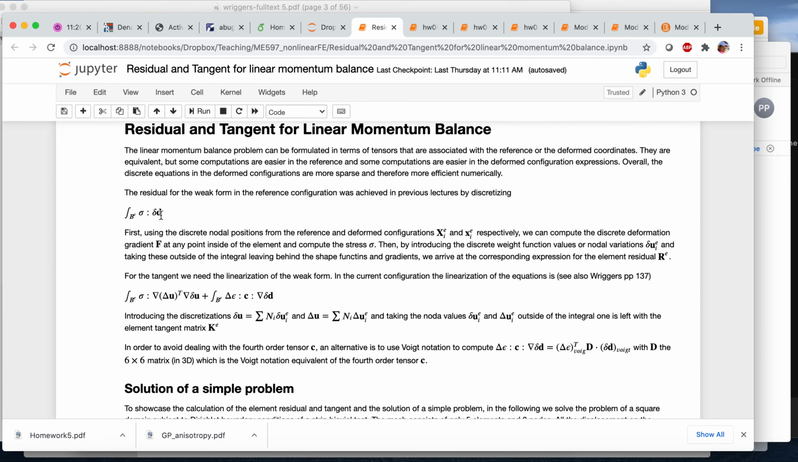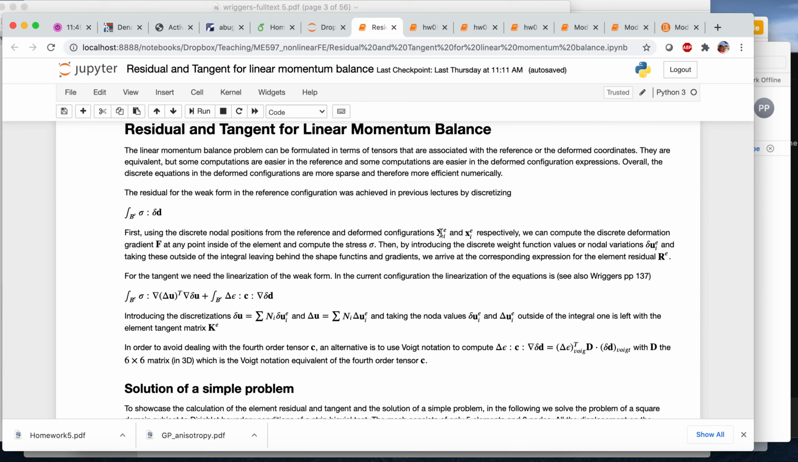And then for each shape function, we have one entry, well, actually two entries. For each shape function, we have an x component of this equation and a y component of this equation. So that's what we end up with. We have done that before. So how do we calculate the residual?